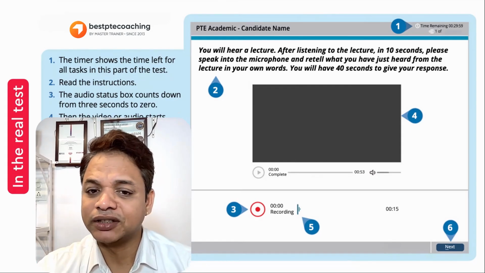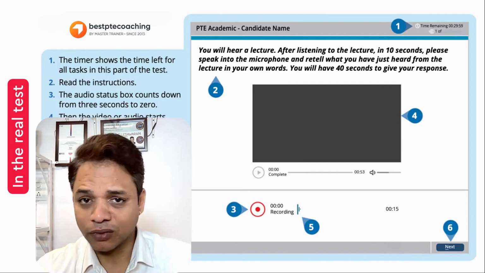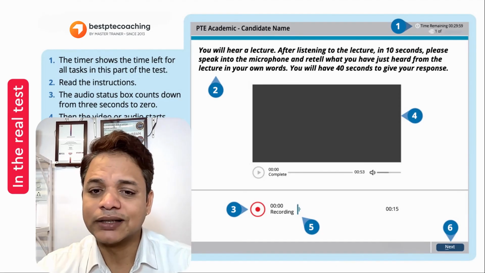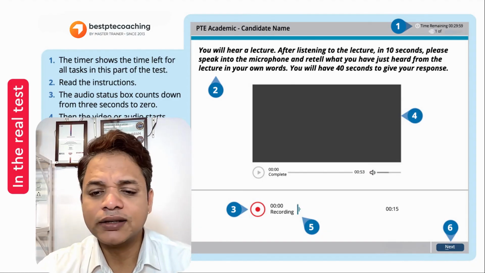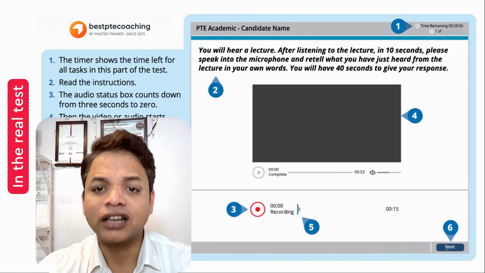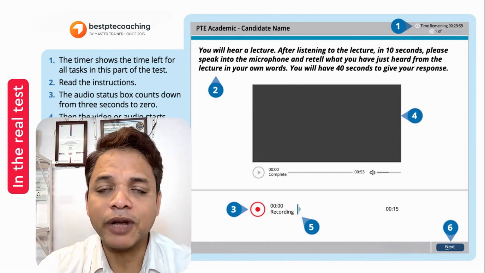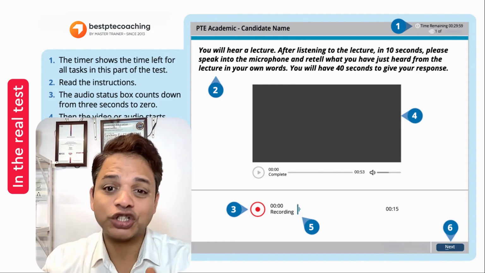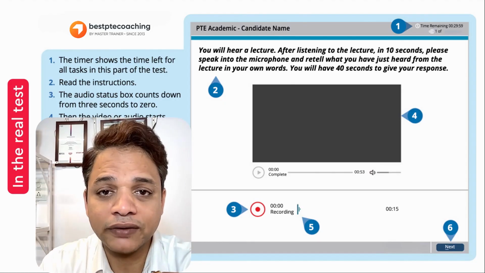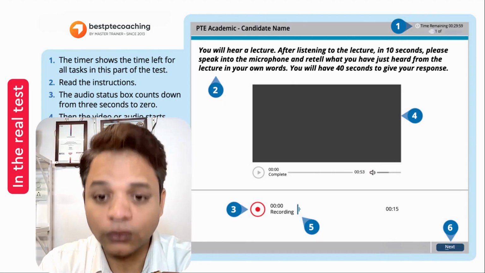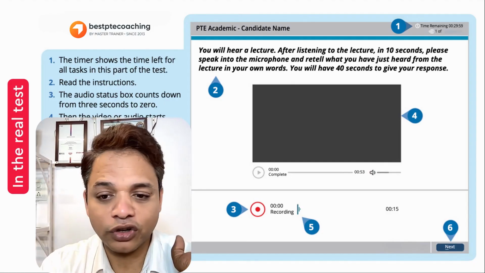Here is the exam name and here is your name. This is the question quantity, like which question you are on. Status. This is instruction. Instruction you don't have to read in the examination. Here is the optional screen that comes in Retell Lecture. Sometimes in this spot, along with the lecture, you get a related image, or sometimes instead of an audio lecture, Pearson PT gives you a video also. So this is that spot. Sometimes it is there, sometimes only audio is going to be there.